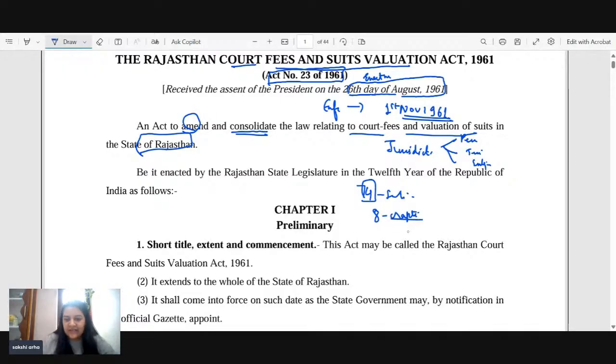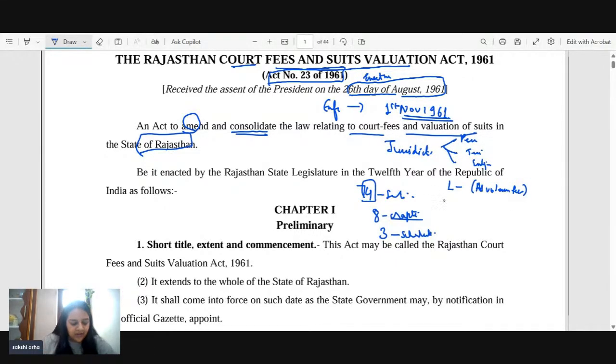All right, then how many schedules are there? So there are 3 schedules in this act. Okay, what are these schedules for? ये schedule हमें क्या बताता है? So schedule 1 talks about ad valorem fee. Ad valorem fee means according to the value of property, they will decide the fee.